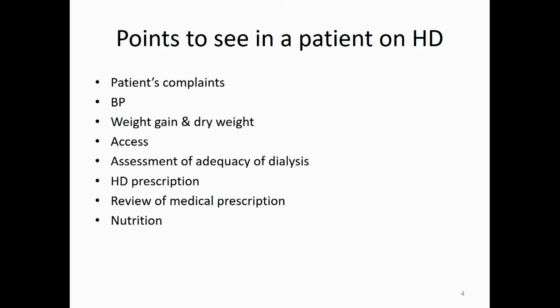First of all, I would like to talk to the patient, know his status currently, and what problems he is facing, because dialysis cannot really cure or cannot bring life to normalcy. So what problems he is facing, and can we address those problems? Then what is his BP currently? What is his weight gain compared to his dry weight? What access he is using, and can I shift to a more permanent access? And assess the dialysis quality that he is receiving. Modify his dialysis prescription accordingly. Review his medical prescription, and also pay attention to his nutrition.